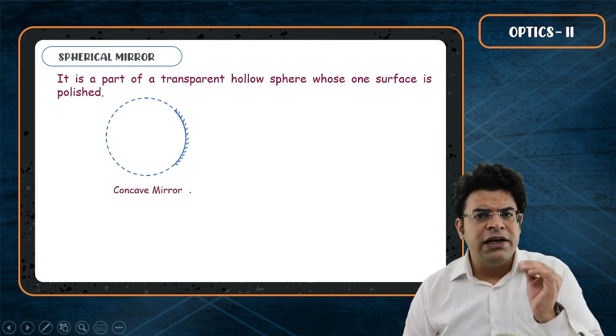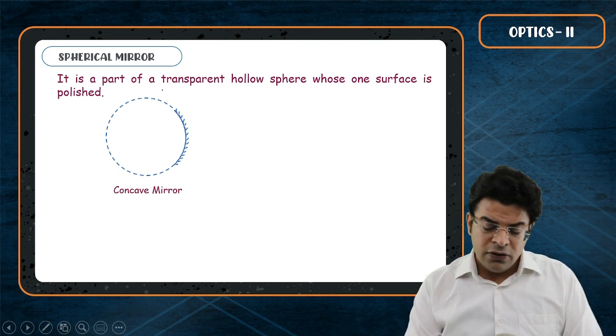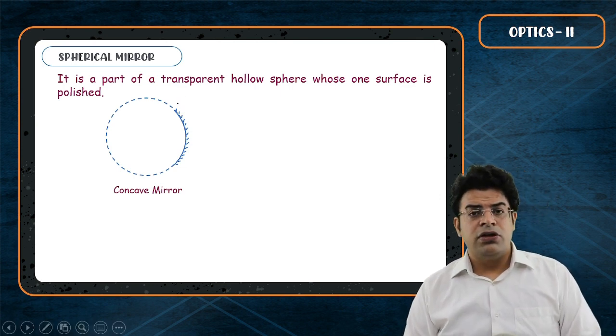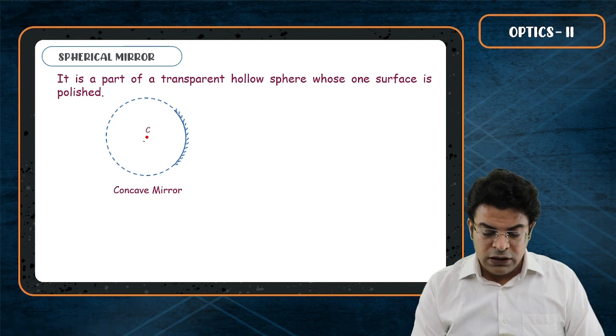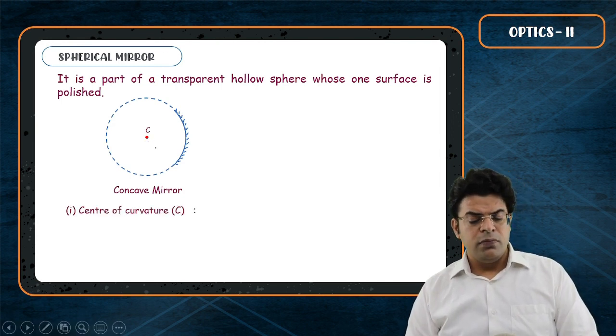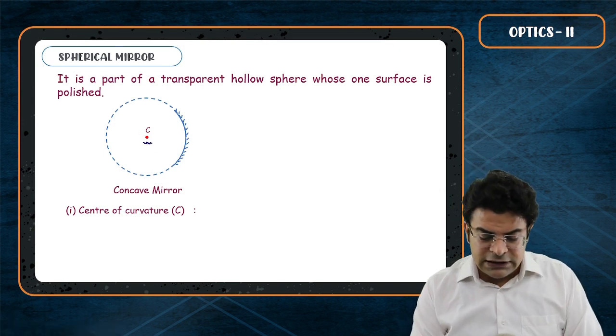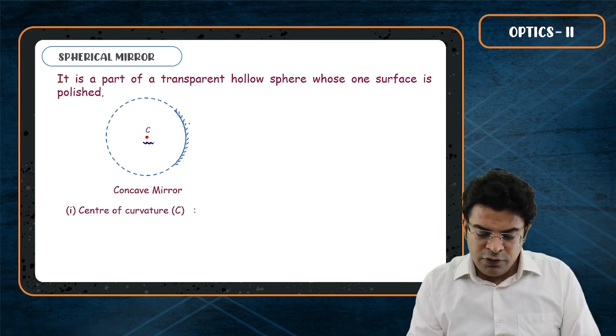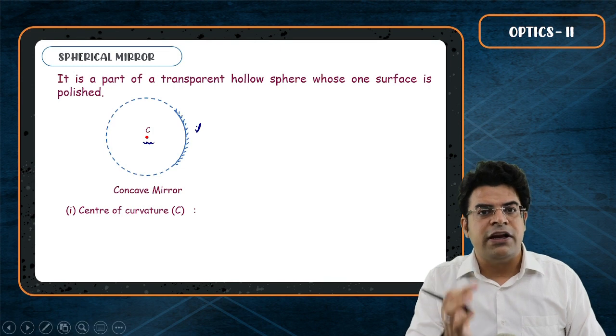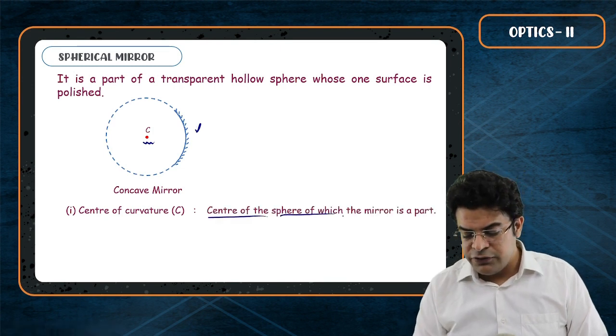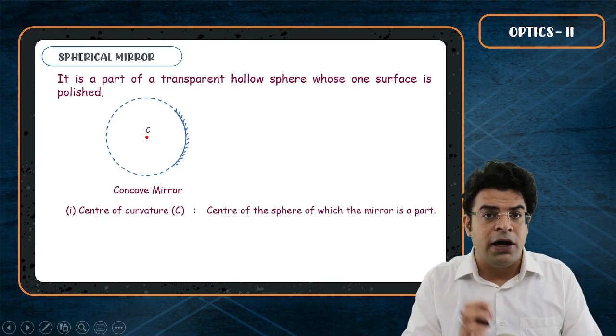When we polish the outer surface, the type of mirror we get is called concave mirror. Before moving on, we need to understand some terminologies related to spherical mirrors. So the first term we need to focus on is called center of curvature. What exactly is center of curvature? Center of curvature is the center of the sphere from which you have developed this spherical mirror.